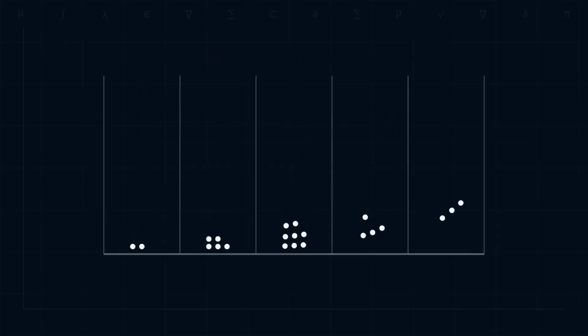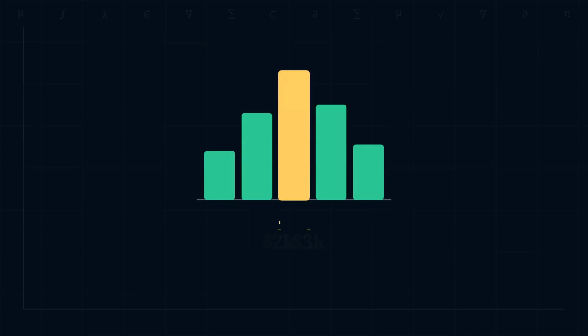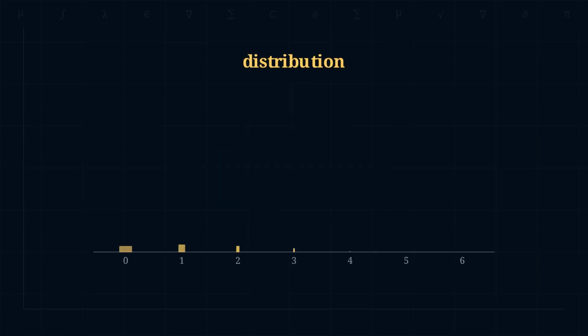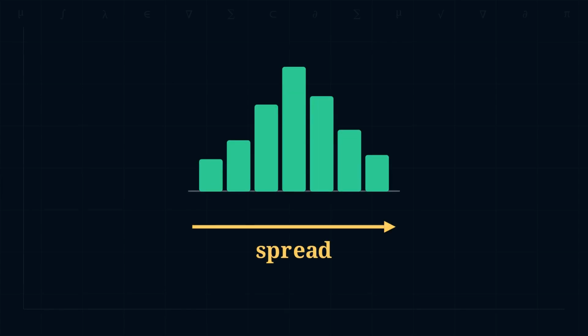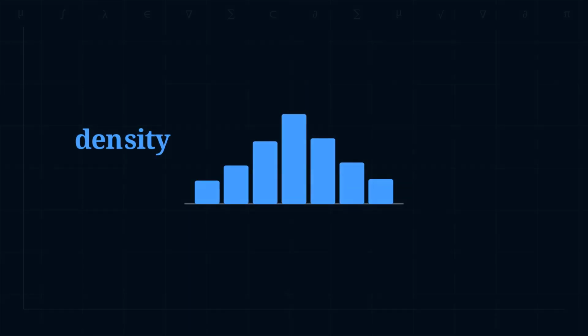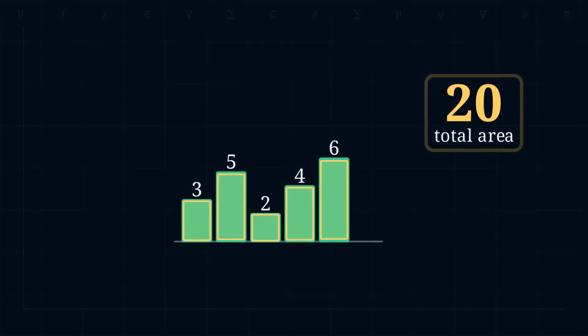A histogram slices a numerical axis into adjacent intervals and counts how many observations fall in each slice. Each bar stands for a range, not a single value, and the whole row of bars approximates the distribution, the way the data are spread along the line. The height can represent raw counts, or a rescaled version called density. Either way, the total area of all bars reflects the whole dataset.